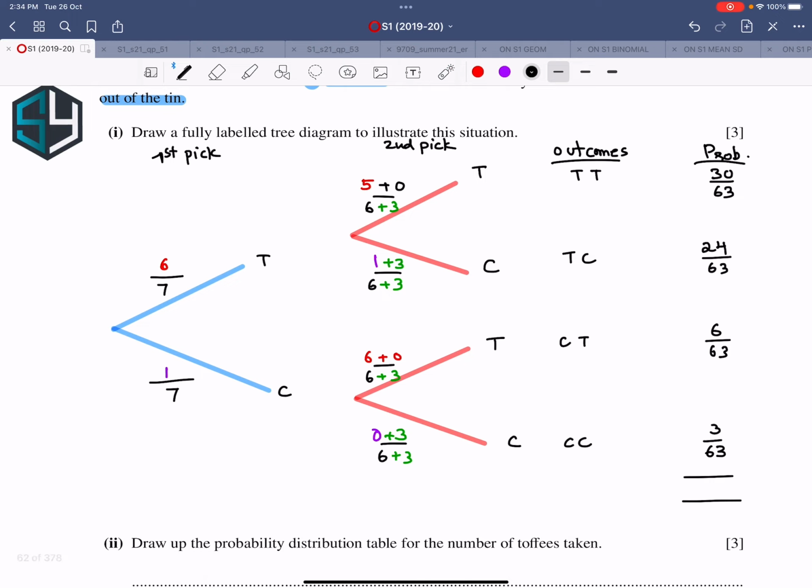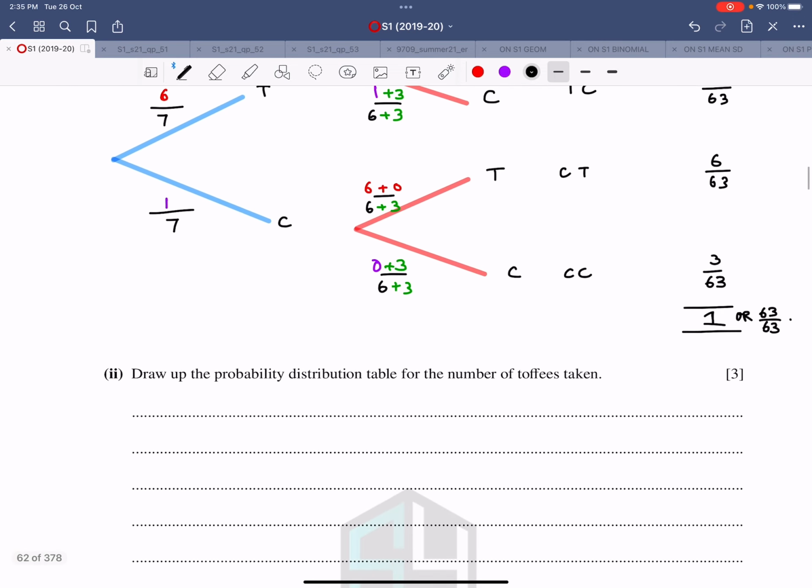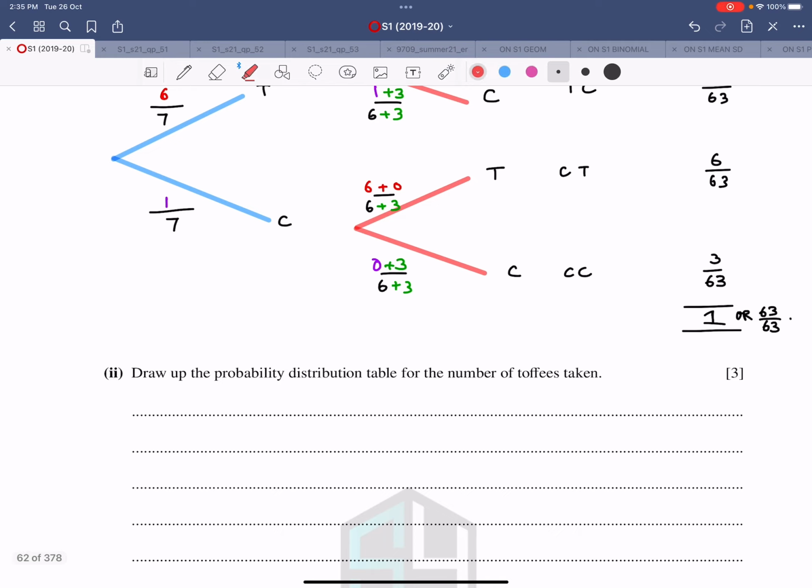Therefore, this denominator, this sum of all the probabilities is 1. 63 over 63, that is 1. The numerator equals the denominator. That is what I was saying initially. Now it says draw up a probability distribution table for the number of toffees taken.